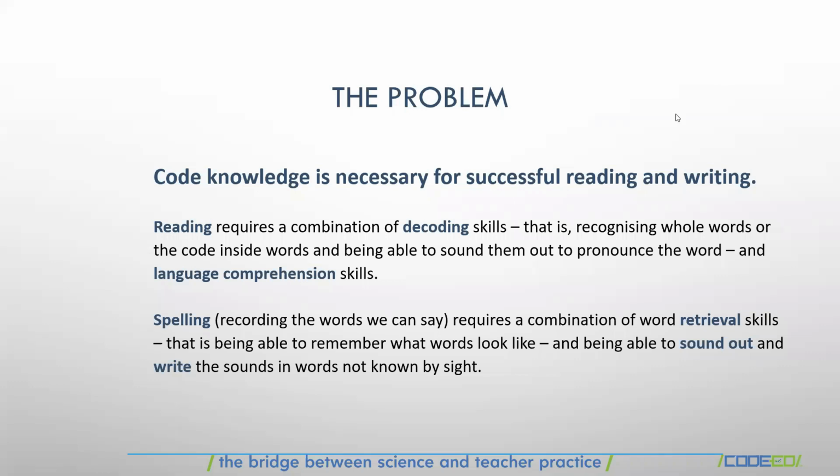The other problem is that we actually need code knowledge for reading and writing, because reading involves being able to decode words and use your language comprehension skills. Now, you might decode a word by recognizing it as a whole word, or you might have to work it out sound by sound, grapheme by grapheme. But if you can't do that, then it impacts on your reading comprehension. Spelling requires you to retrieve what a word looks like if you can, and if you can't, it requires you to sound out and write the words not known by sight. So again, that involves knowledge of the code.